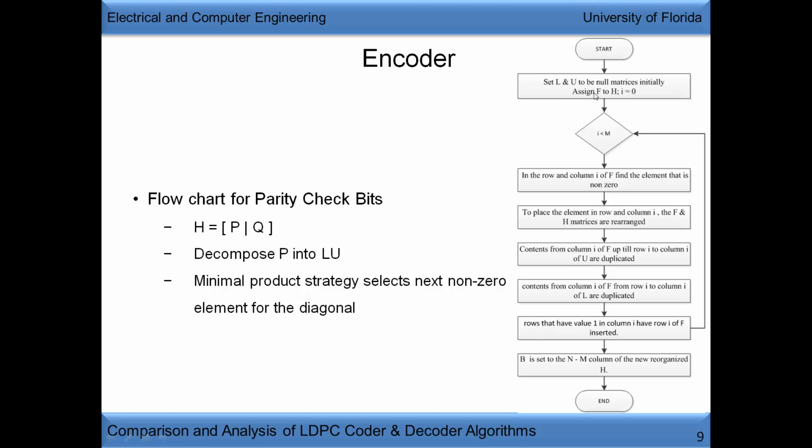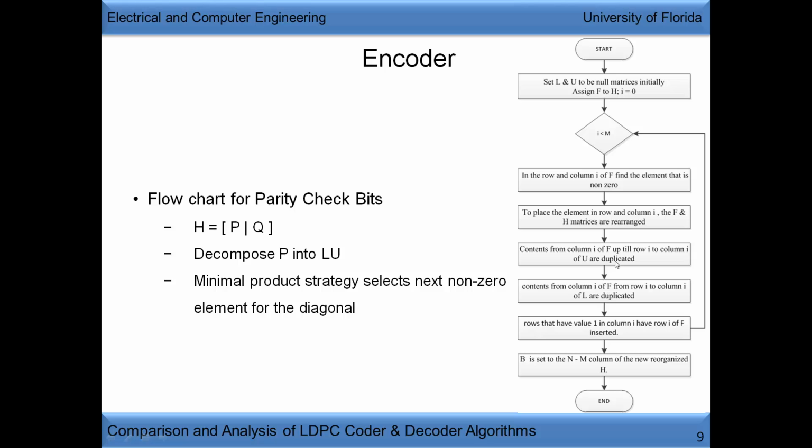L and U are initially assigned to null matrices. We assign H to F and you run I from 0 to M. You find the non-zero element in the row and column I of F. You place the element in the row and column I, and then you rearrange matrices F and H.